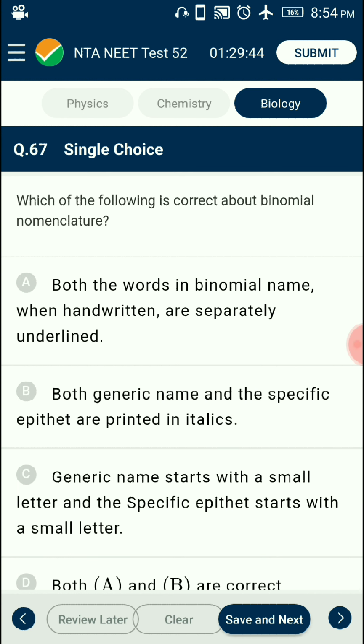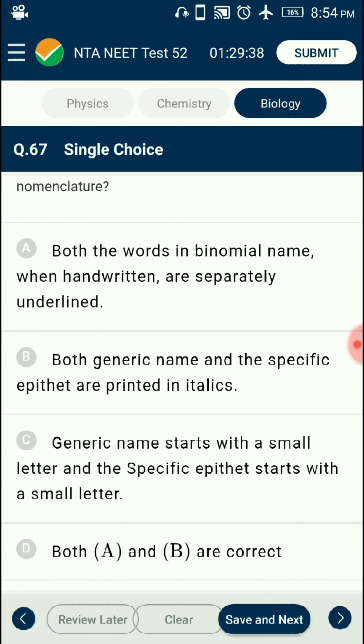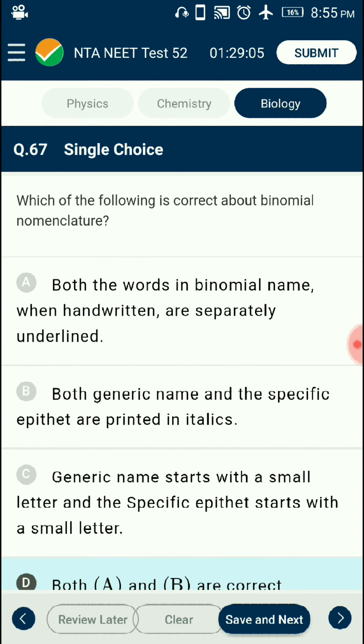Question number 67. Which of the following is correct about binomial nomenclature? Biological names are generally in Latin and written in italics. The first word in the biological name represents the genus, while the second component denotes the specific epithet. When these words are handwritten, they are separately underlined or printed in italics to indicate their Latin origin. The first word, the genus, starts with a capital letter, while the specific epithet starts with a small letter. So the answer for this question is that both A and B are correct about binomial nomenclature.